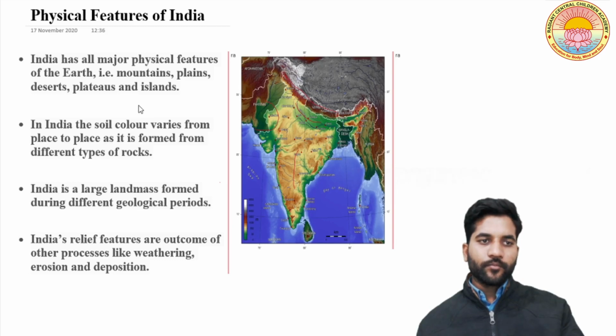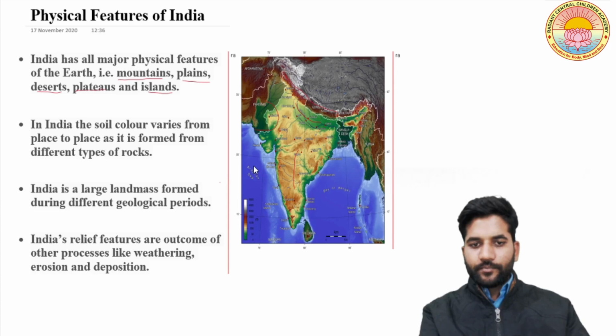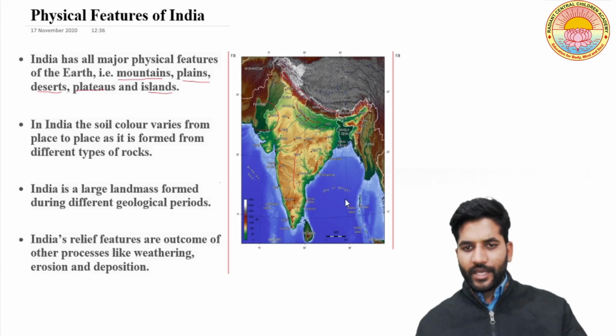The first point is India has all major physical features of Earth. Example: mountains, plains, deserts, plateaus, and islands. You can see here India has islands also like this one. You can see Andaman and Nicobar Islands in the Bay of Bengal. Here you can see the Lakshadweep Islands in the Arabian Sea.